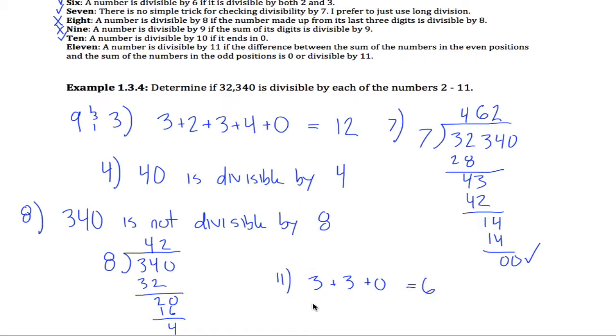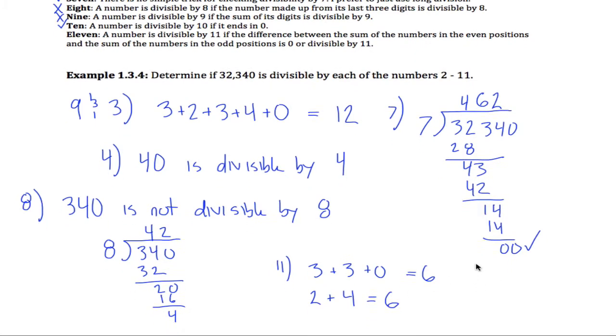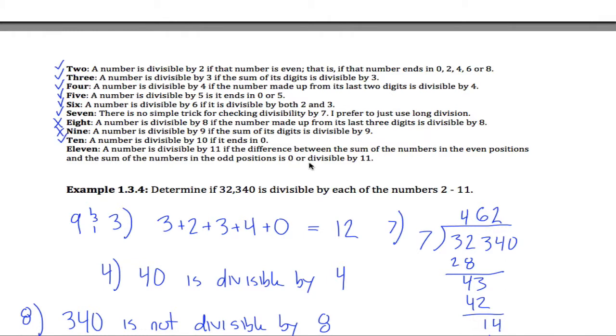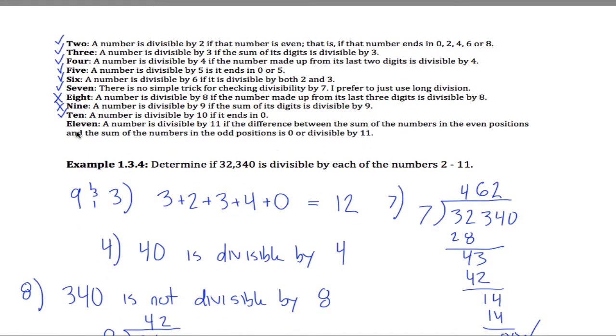And then take all the even positions. 2 is in the second position here. 4 is in the fourth position here. And we get 6. And then if we do 6 minus 6, the sum of the even minus the sum of the odd, we get 0. And our test tells us that if we get 0 or a number divisible by 11, then the number itself is divisible by 11.